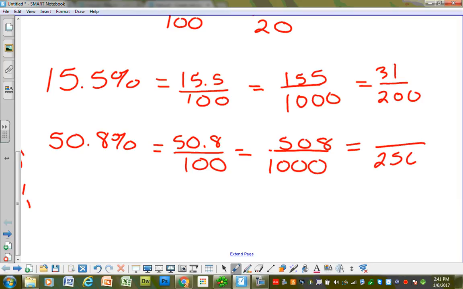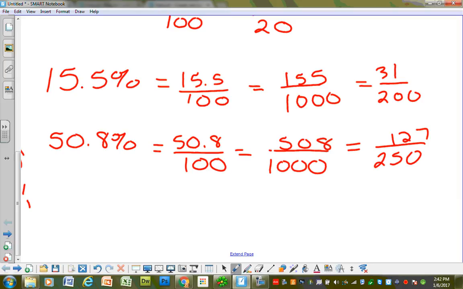127. Is that right? Can I reduce any farther on that? Yes, you can. What goes into both 127 and 250? Two. I don't think so. Four does. Actually, if you take two, so on the top one, if you take 2, subtract 6, 7, it makes it 5.